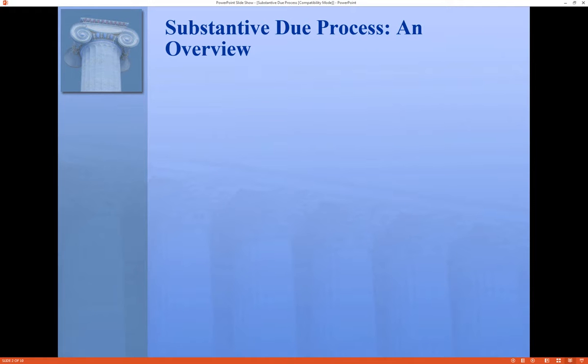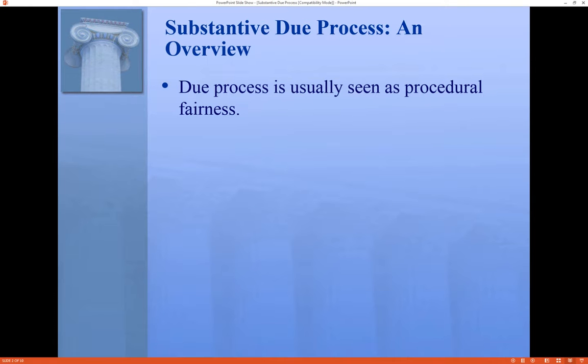Okay, so just to give you an overview of what substantive due process is. Due process is an ancient concept. It's a lot like police powers. It predates the United States Constitution. We can find it mentioned as early as the 14th century in documents in Britain. So the concept of due process has been around for a long time, and its initial meaning was procedural fairness. In other words, whatever government does to you, it has to follow certain procedures.